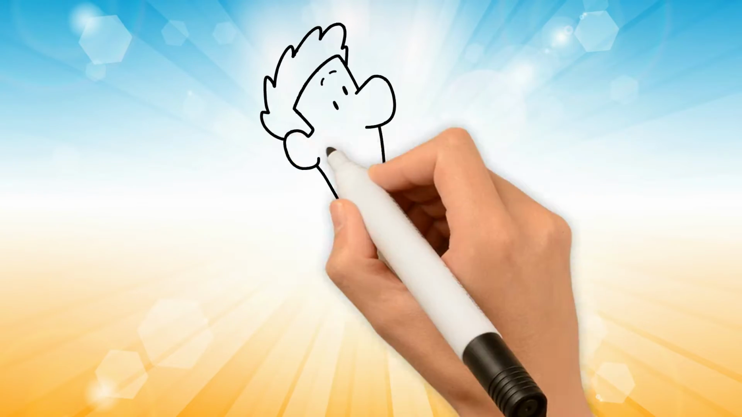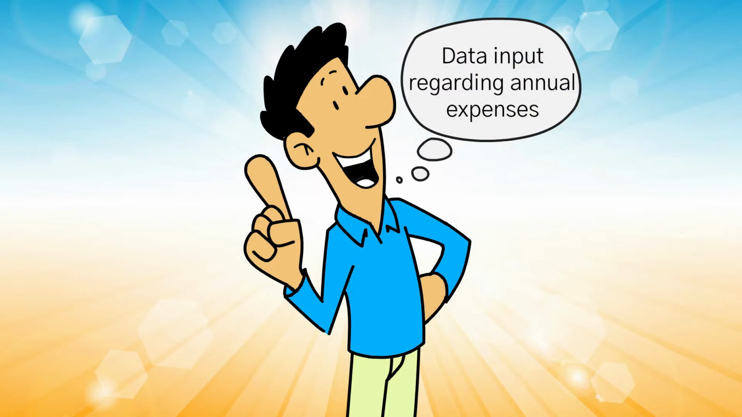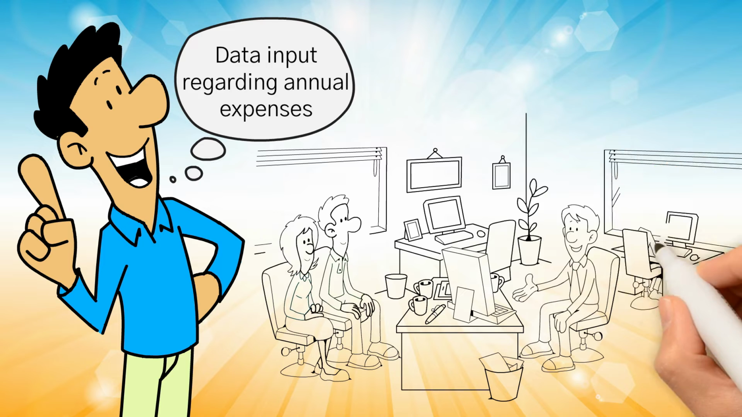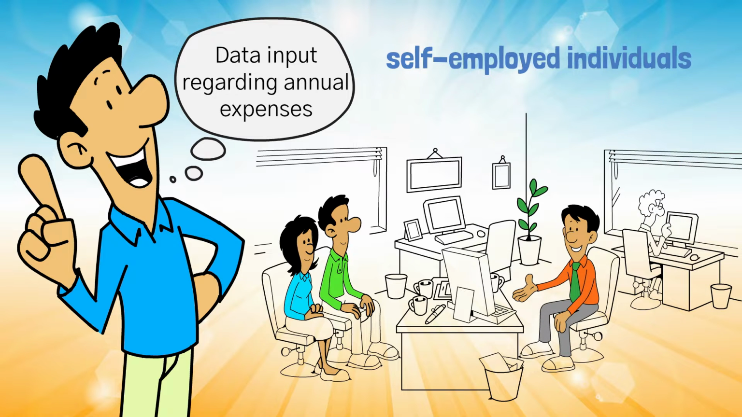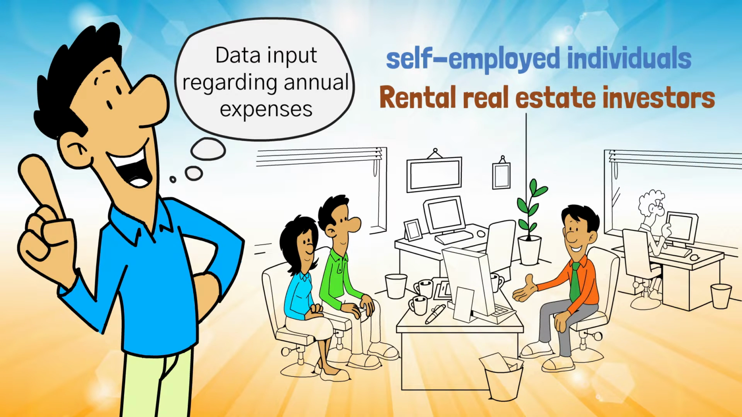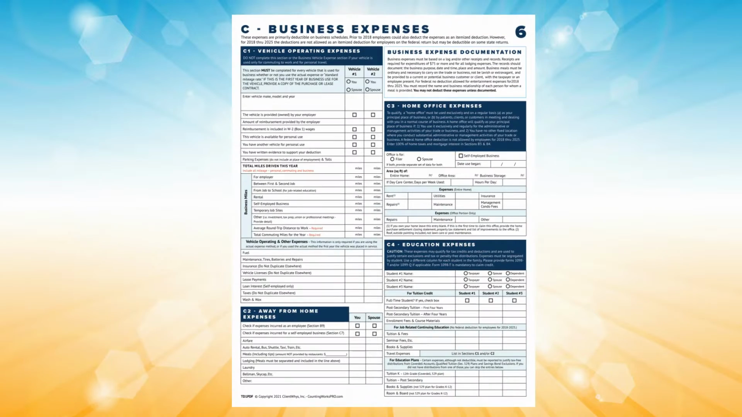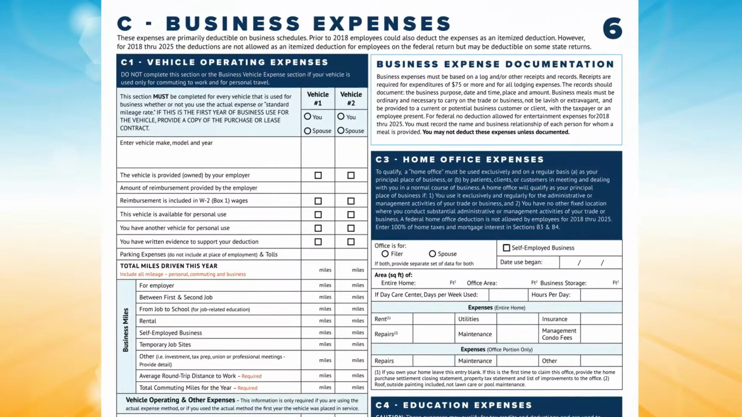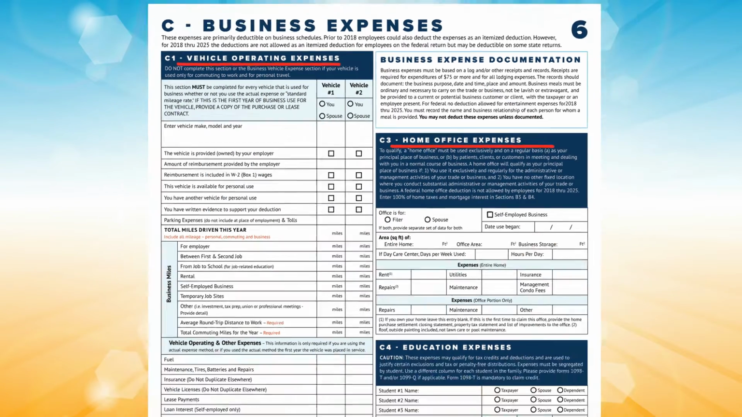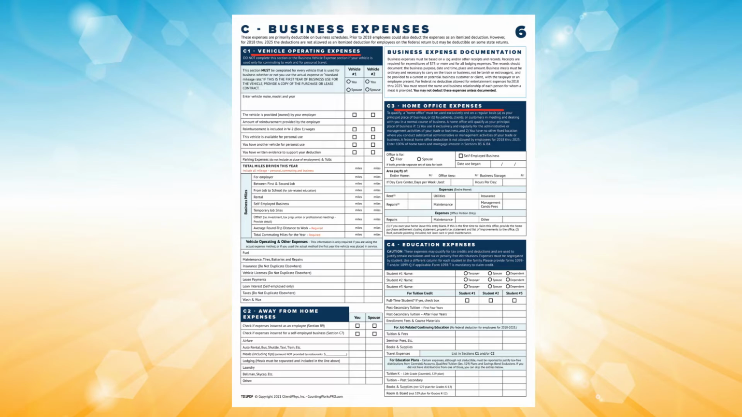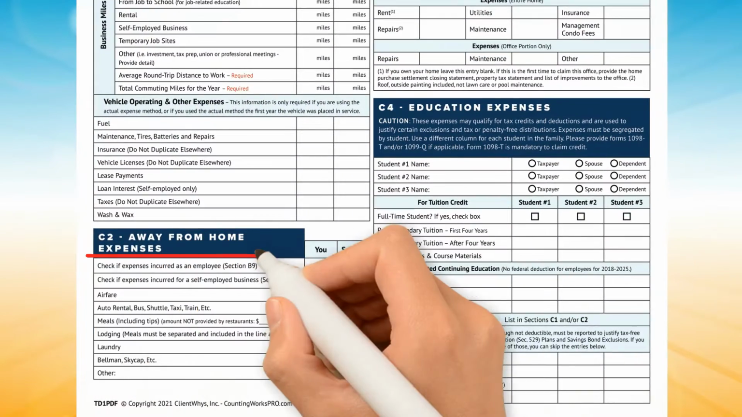The important sections which require data input regarding annual expenses are sections related to self-employed individuals and rental real estate investors. Section C is directly related to those types of activities that require careful consideration, starting at Section C1 vehicle expenses and Section C3 home office expenses. If you travel for work, do not forget Section C2.